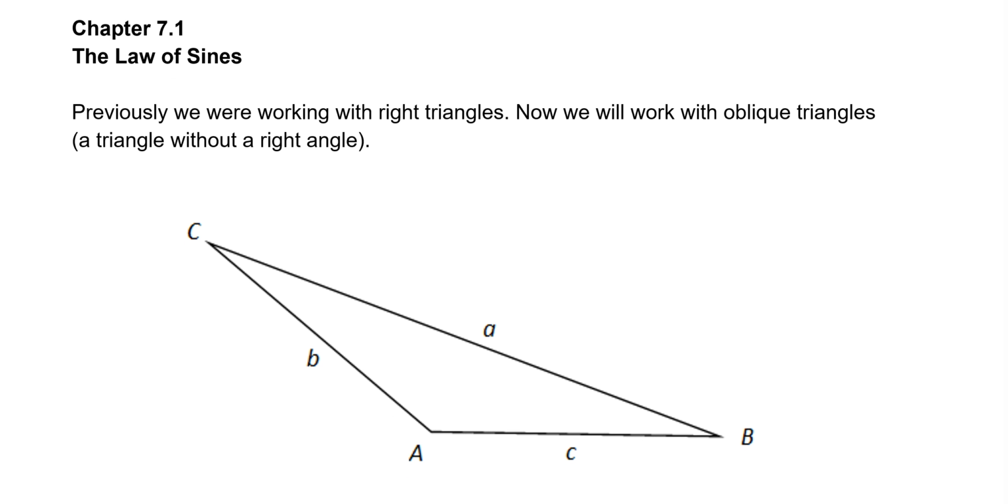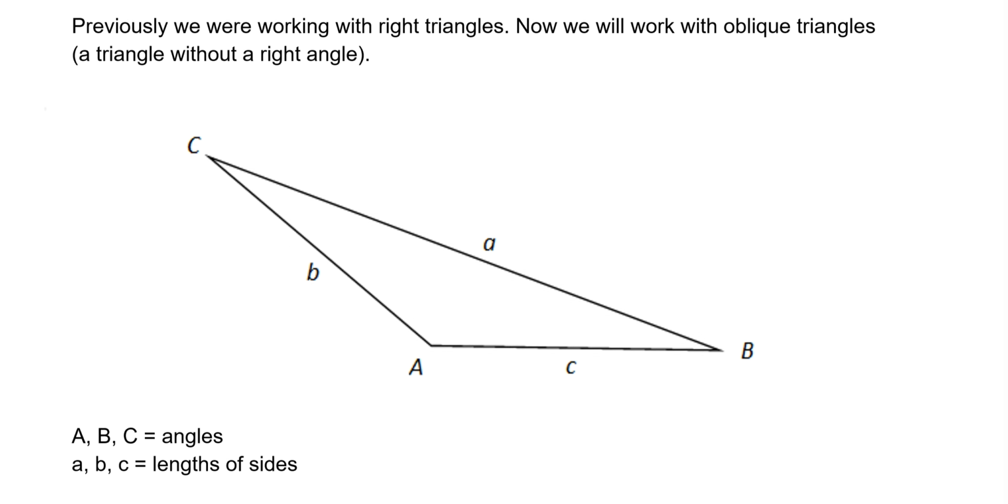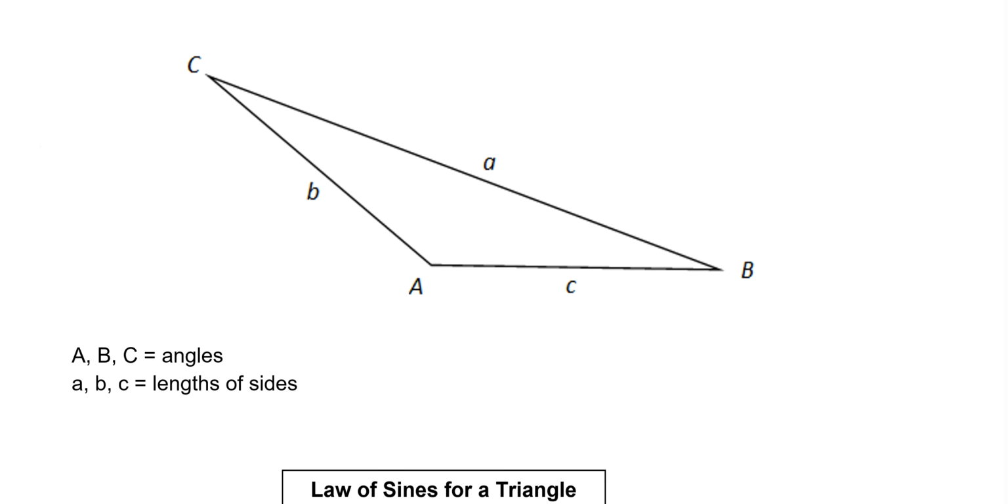Everything we've done up to this point has been working with right triangles. Now we're going to be working with what are called oblique triangles, which are triangles without a right angle. Just for a random example, this triangle right here would be an oblique triangle because there is not a right angle. There's no 90-degree angle in this triangle.